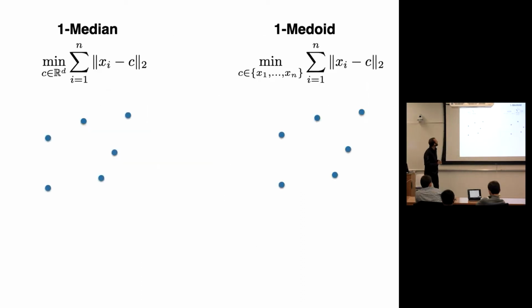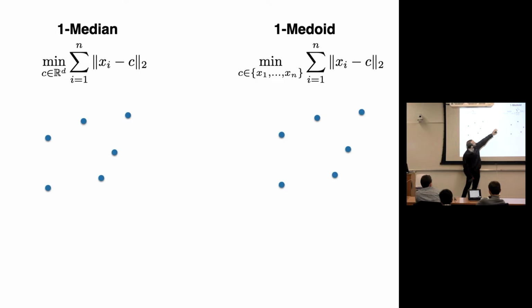Okay, so let's get warmed up, and I want to tell you about two Euclidean optimization problems. They look very similar, but actually they're going to be very different. Here on the left is the one-median problem. Imagine points x_1 through x_n. This is your data set. What do you want to do? You want to find the center. You minimize over any point c, where c is an arbitrary point, the sum of distances to that point. So c would be like a representative. That's the one-median problem.